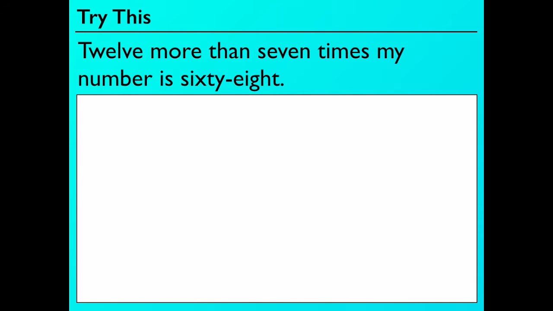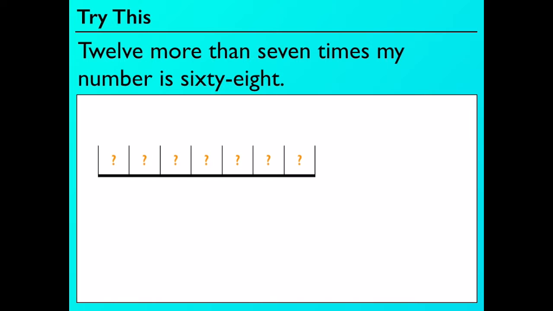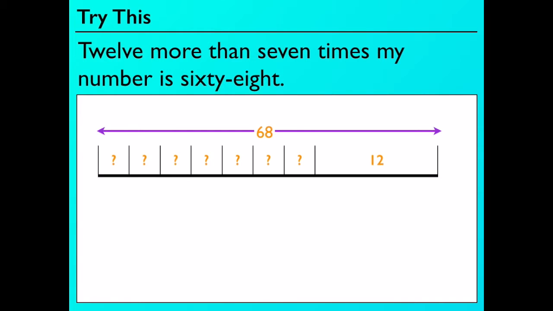12 more than 7 times my number is 68. My number has a length. This time we're saying 7 times my number, so we times that length 7 times. 12 more means plus 12 more, and the total length is 68. So here's our bar model.